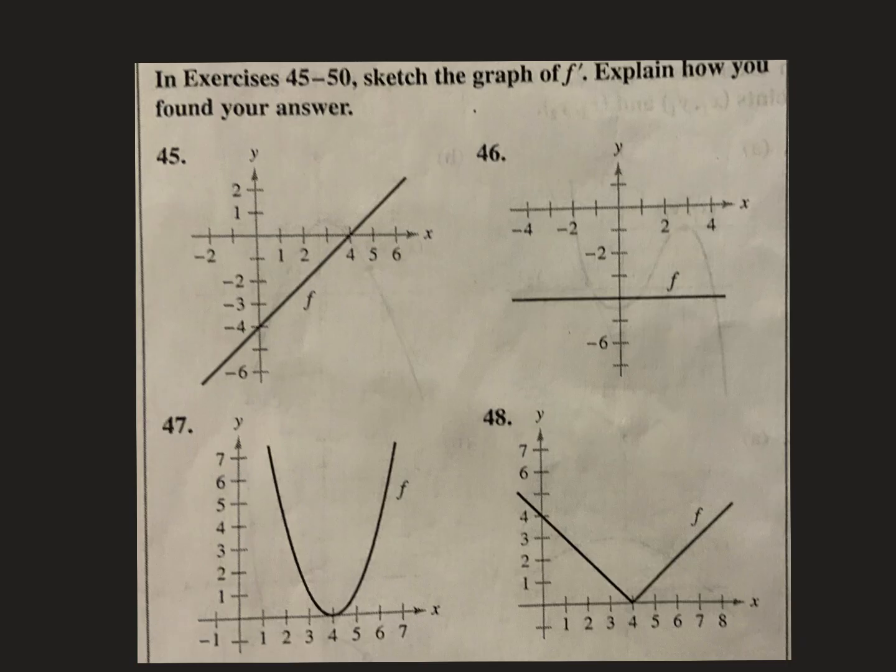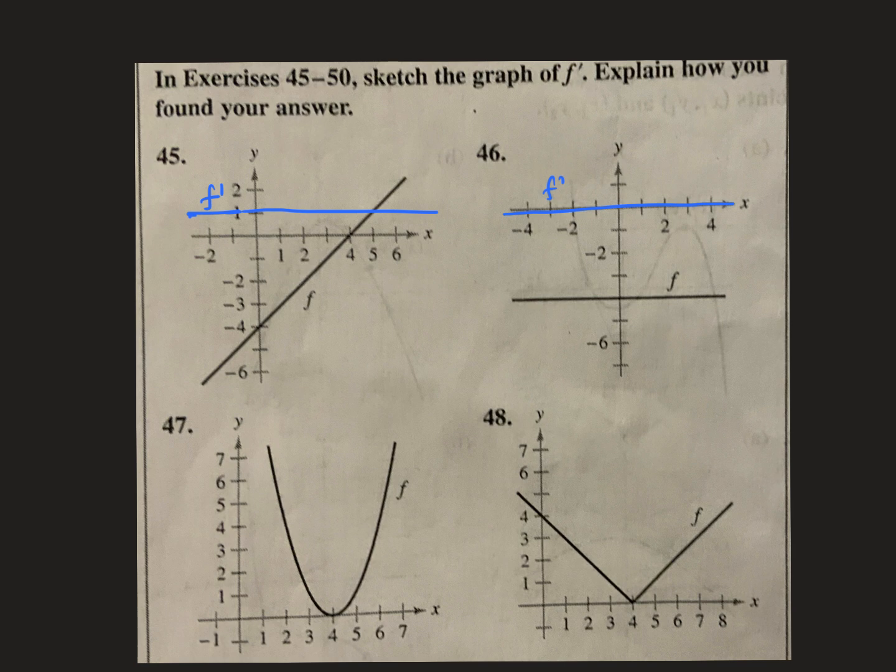So on 45, what are my slopes everywhere? 1. Okay, and so my derivative graph should look like that. Okay, because all my slopes are 1. It was linear. All right, on 46, what are all of my slopes on 46? 0. And so it's basically the x-axis as my derivative graph. Okay, so that's what f prime should look like.